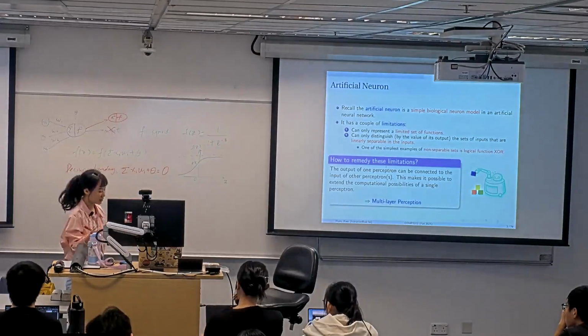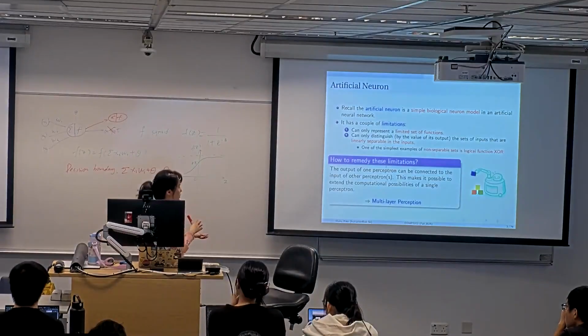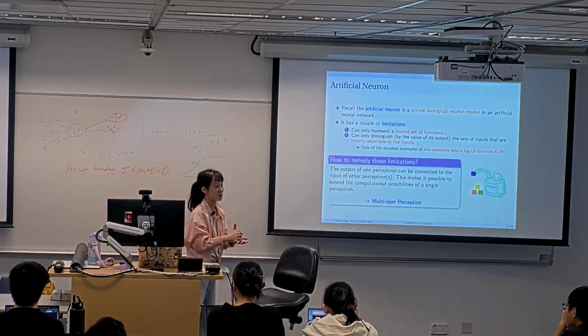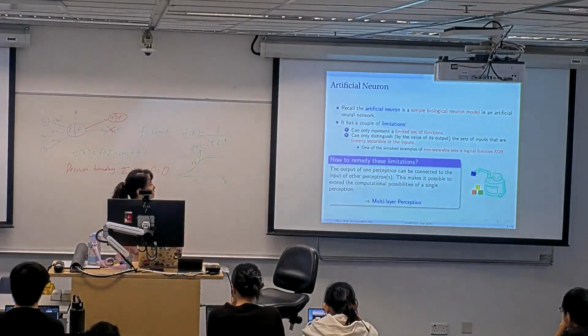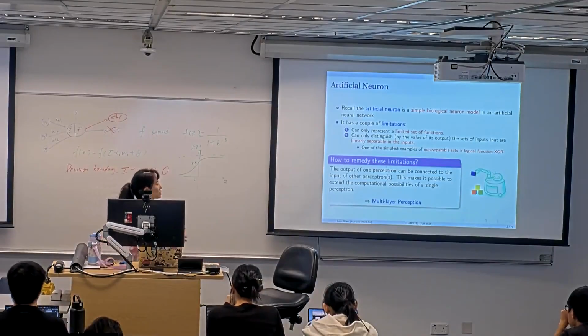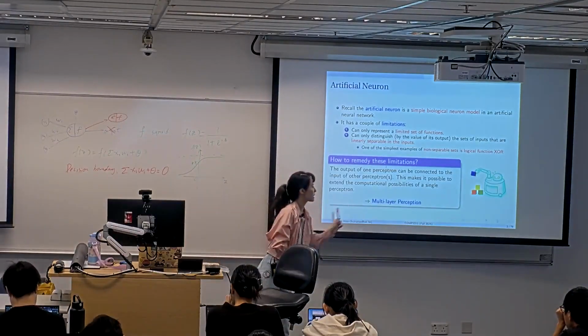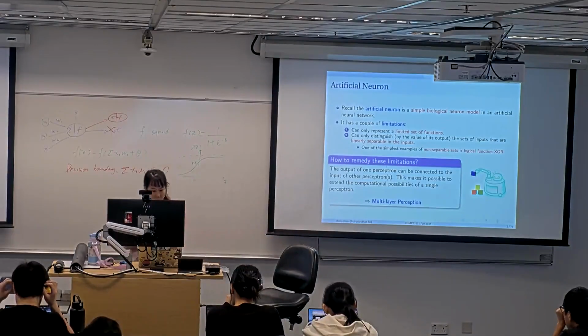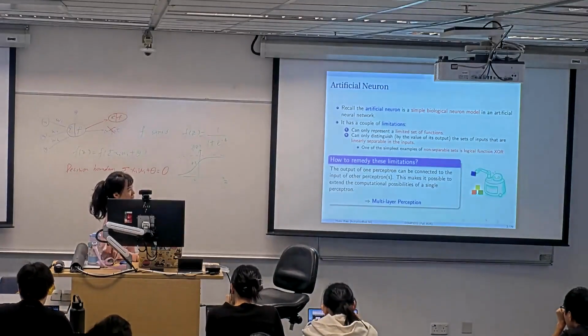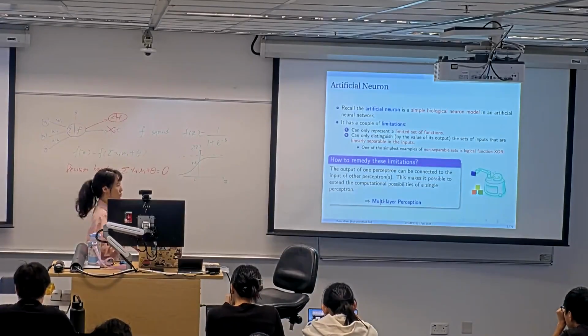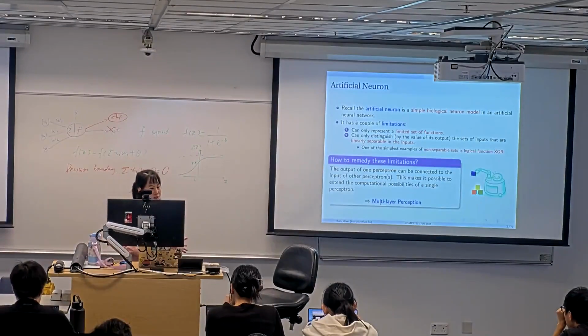And you can imagine, we connect all of the artificial neurons together to build a neural network. This makes it possible to extend the computational possibility of a single perceptron, and then we can get a multi-layer perceptron neural network. And this is the motivation to do the multi-layer perceptron, to build an artificial neural network.